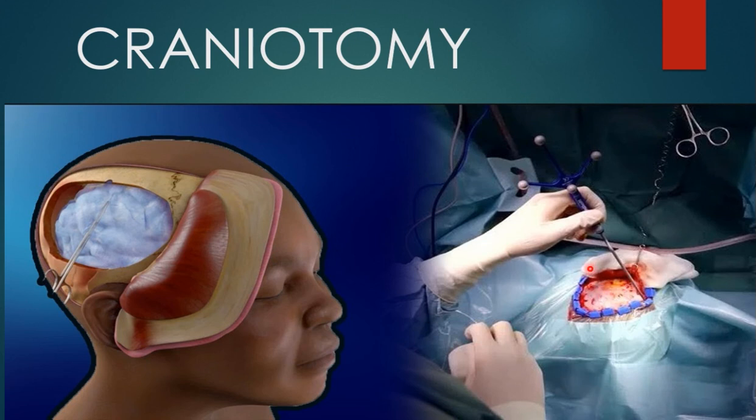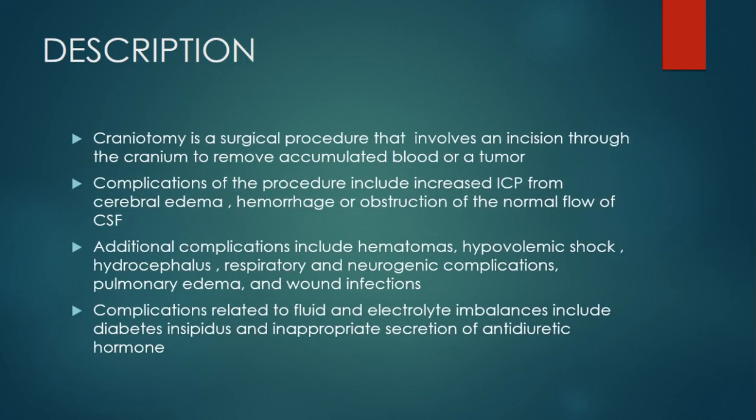brain. Why do we do this craniotomy? See, craniotomies are often critical operations performed on patients who are suffering from brain lesions such as tumors, who have blood clots, and for the removal of foreign bodies such as bullets, and patients who have traumatic brain injury. Okay, let's discuss. So, craniotomy is a surgical procedure that involves an incision through the cranium to remove accumulated blood or a tumor. What are its complications?